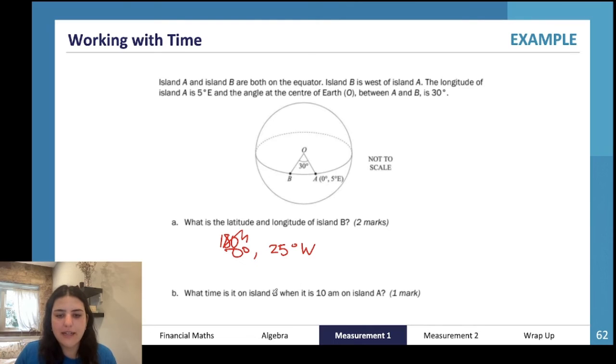What time is it on Island B when it is 10 a.m. on Island A? Well, remember there's a 30-degree difference. 1 degree is 4 minutes, so that's 120 minutes, which is going to be 2 hours. 2 hours behind Island A is going to be 8 a.m.